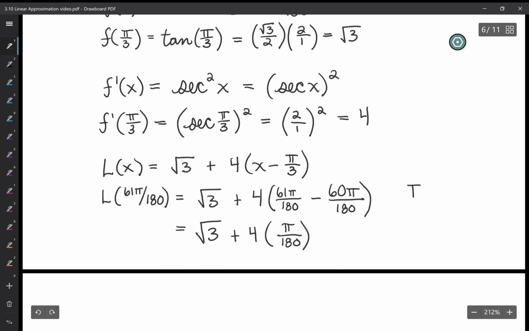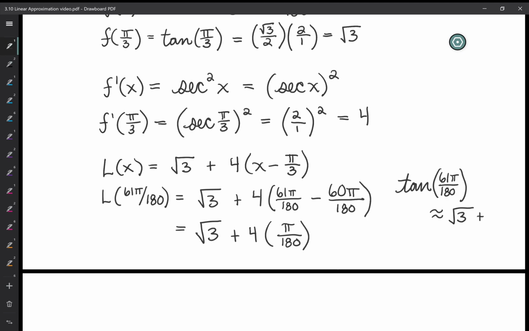So, the tangent of 61 pi over 180 is approximately the square root of 3 plus 4 times pi over 180 simplifies to pi over 45.